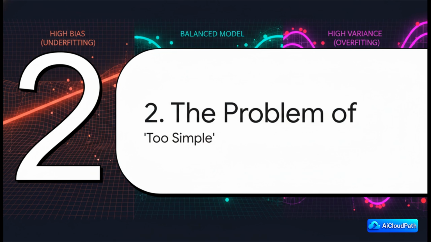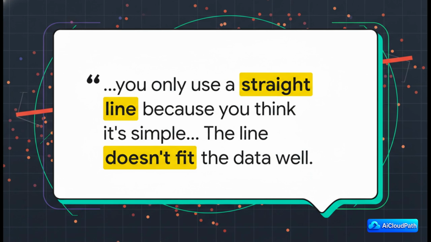Okay, so let's dive into that first one. What actually happens when a model has too much bias? When it's just too simple for the job it's trying to do. Imagine you're looking at a graph with a whole bunch of dots scattered in a complex, curvy pattern. Now, here's the catch. The only tool you're allowed to use is a simple, straight ruler. No matter which way you turn it or angle it, you can see right away it's never going to capture that curve.